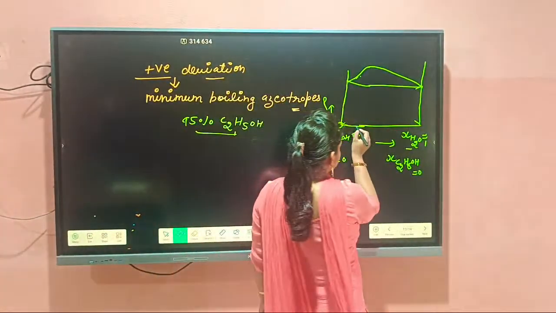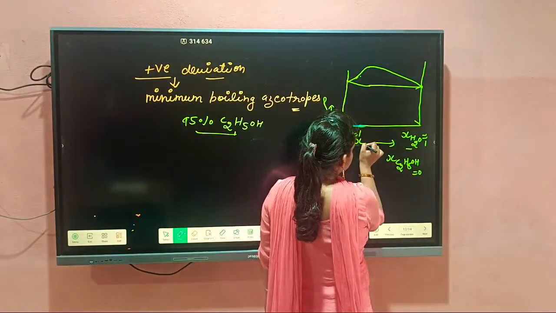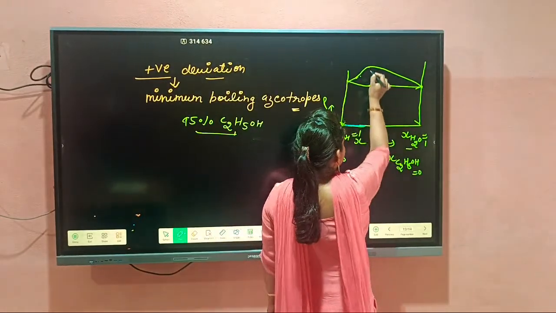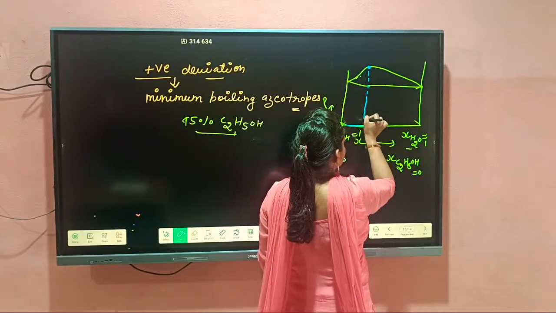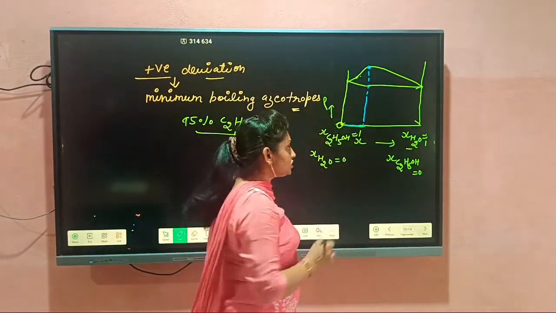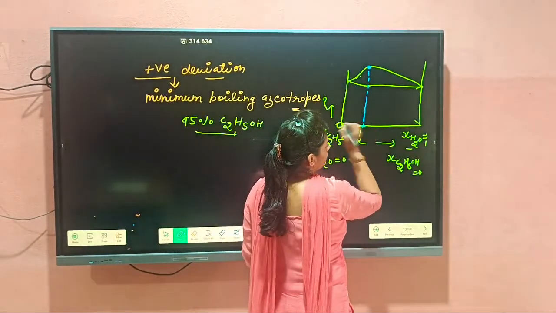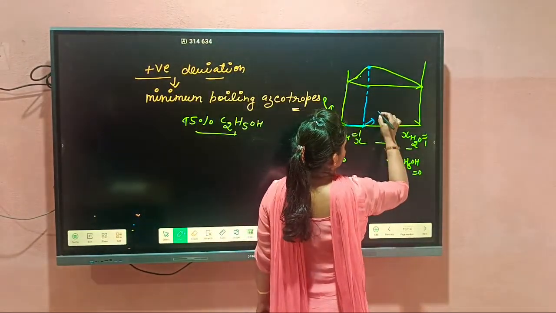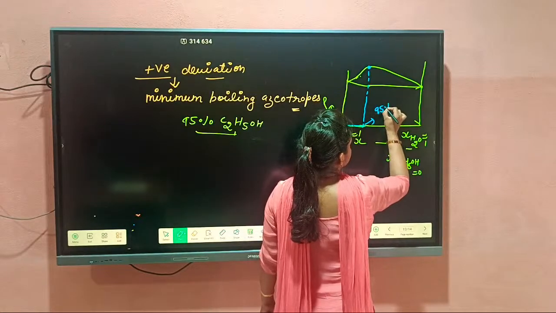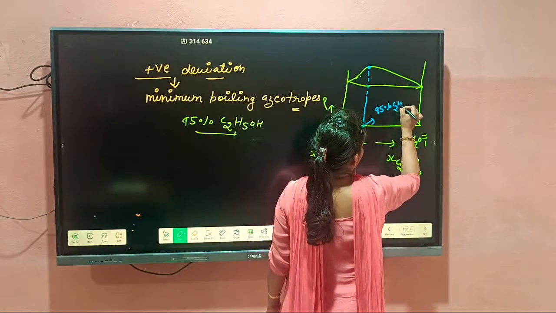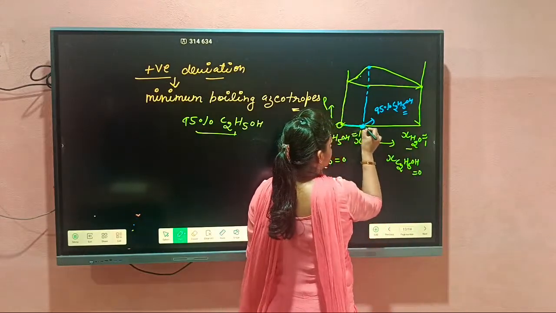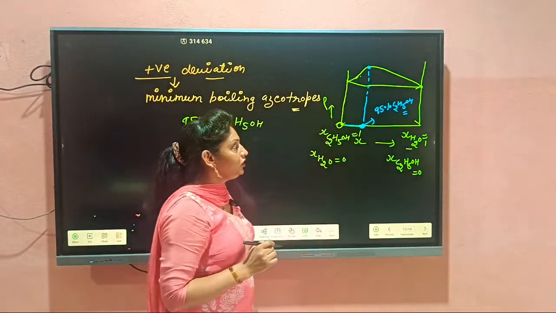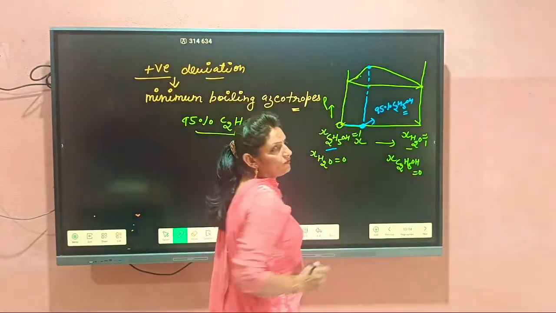But after mixing the water, its mole fraction is going to decrease. Let us consider this peak point. At this point, this shows the mole fraction of 95% C2H5OH. Means here 5% of water is added into the ethanol.